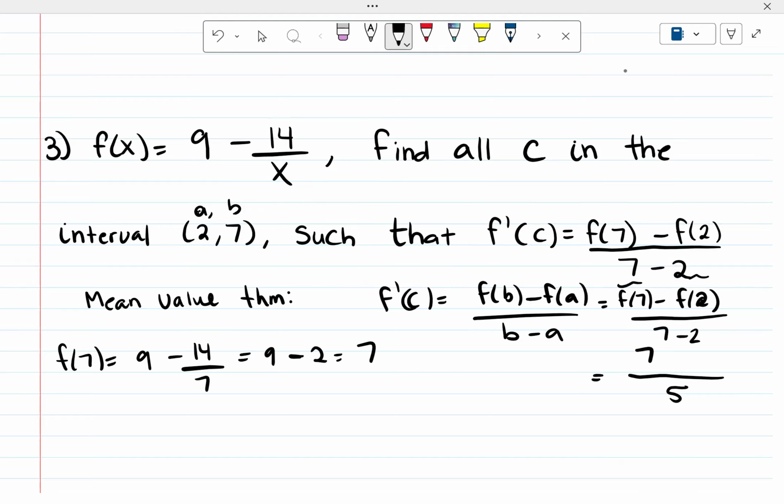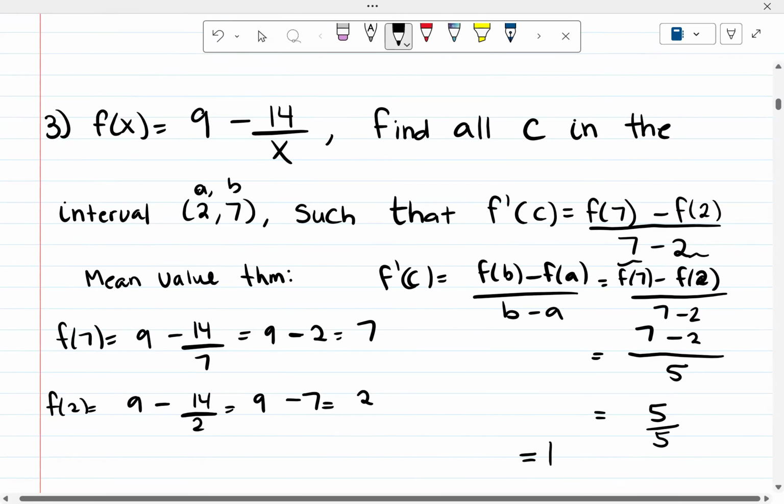And then let's plug in f of 2. It's 9 minus 14 over 2. 14 over 2 is 7, so 9 minus 7 is 2. So f of 2 is 2. Okay, so 7 minus 2 is 5. So it's 5 over 5, which is 1.